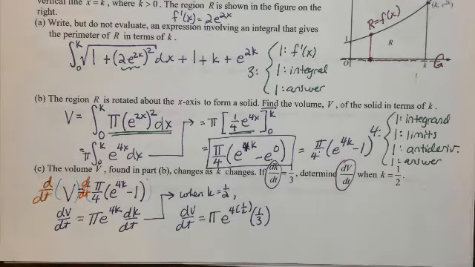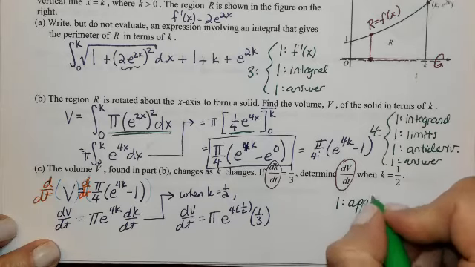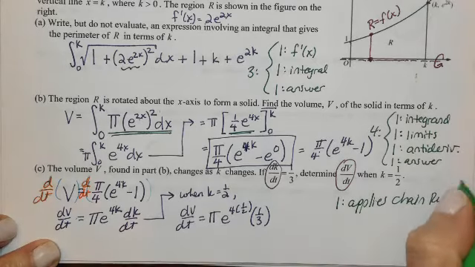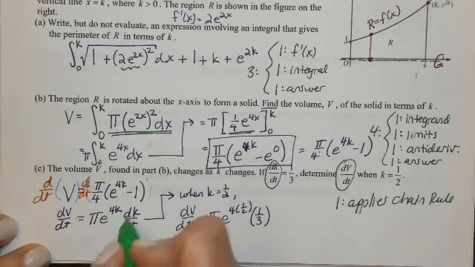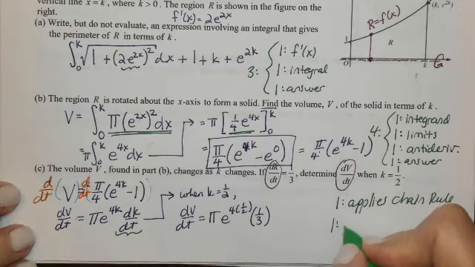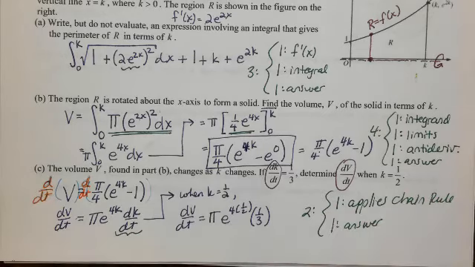And lastly, in part C, they gave 1 point for applies the chain rule. So the chain rule is writing that dk, taking the derivative of both sides, writing the dk dt. That's how they would give it the way I did. There's another way to do this problem, but that's the way I did it. That's where that point would be awarded. And then 1 point for the answer. So that part was worth 2 points.